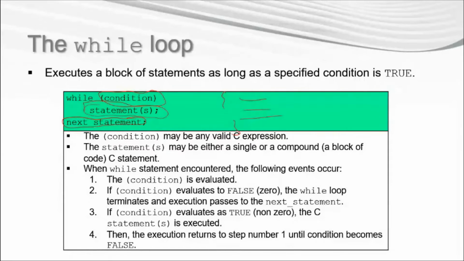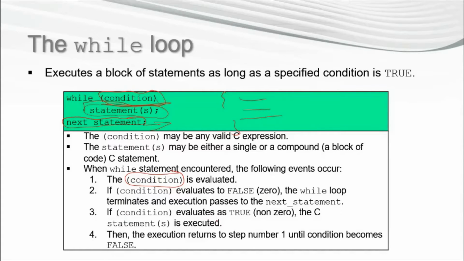When a while loop is encountered, the following events occur. First, the condition is evaluated. When a while statement comes in a program, the first thing the program does is evaluate this particular while condition. Then if the condition evaluates to zero, that is, to false, the while loop is terminated and the execution is passed to the next statement.